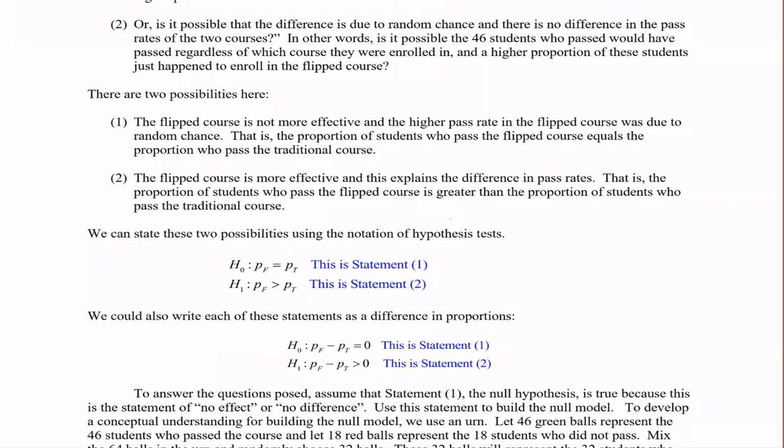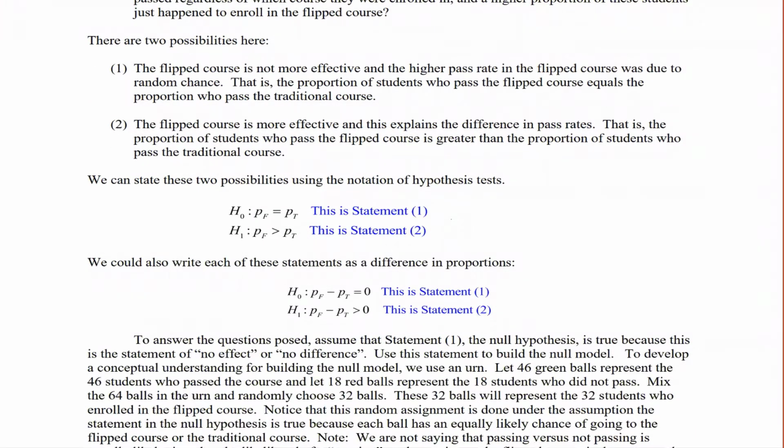And so we can state these two possibilities symbolically using the language of hypothesis testing. The first statement, that the flipped course is not more effective than the traditional course, would state that the proportion who would in general pass the flipped equals the proportion in general who would pass the traditional. And then the second statement right here is symbolically written this way. The proportion who passed the flipped is greater than the proportion who passed the traditional.